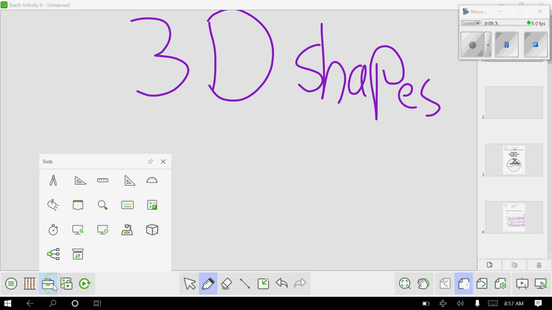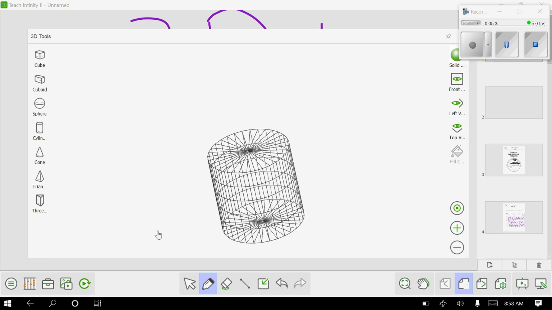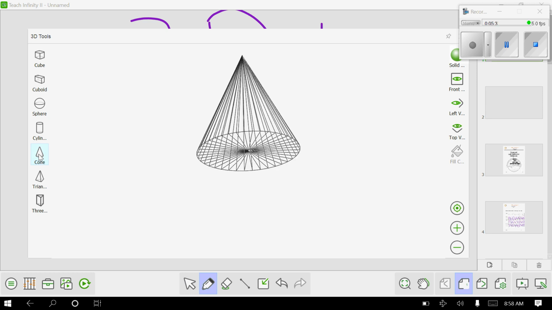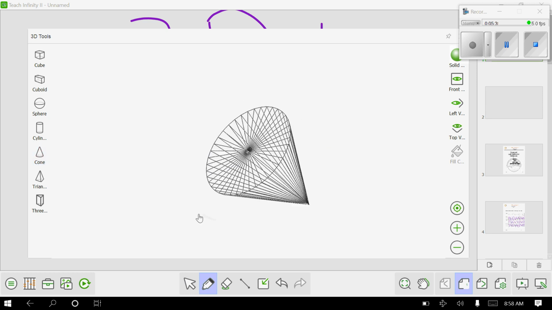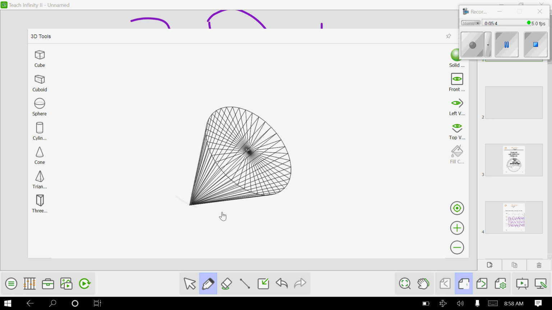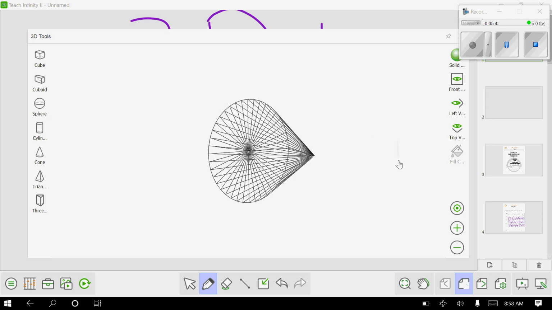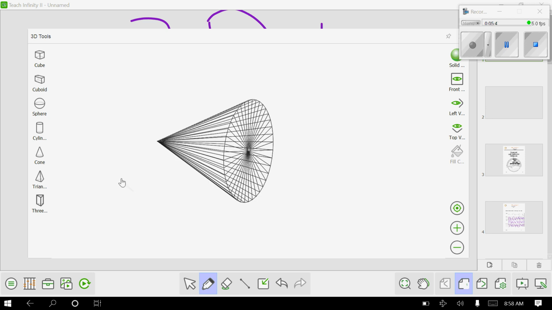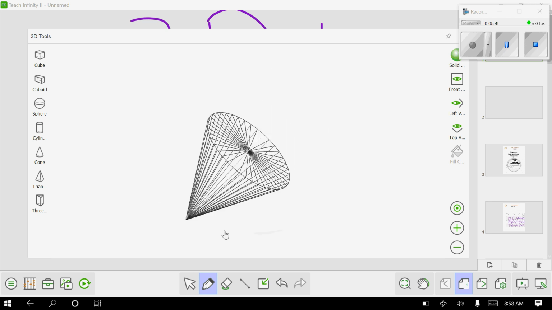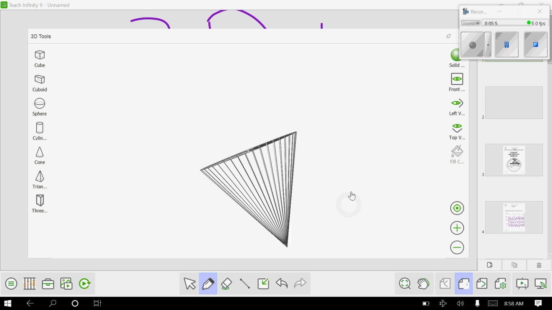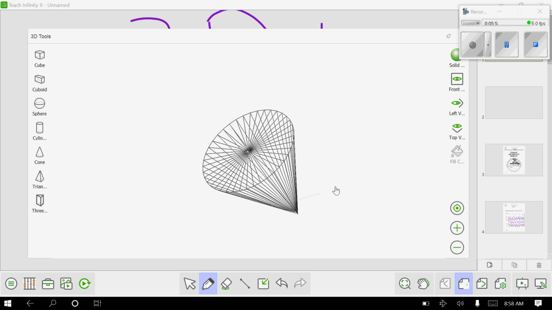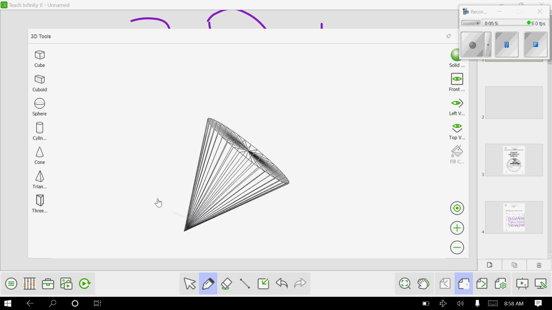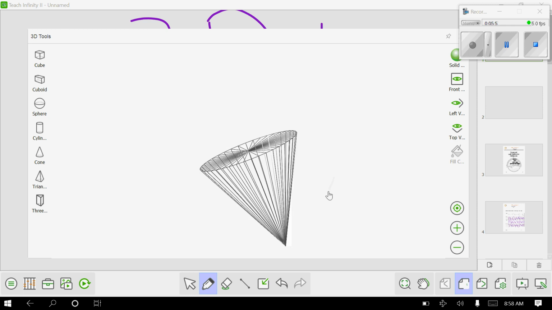The next shape is a cone. Let me say cone. For the cone, I have only one face. It's a circular face. I don't have edges and I don't have vertices.